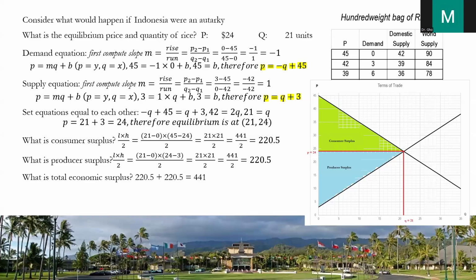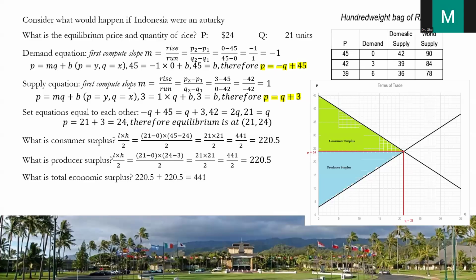In this case, it looks like we have 24 down to 3. That's the height of the triangle. So what is that, 21? And then you go from 0 all the way out to the equilibrium quantity, 21. 21 times 21 is 441. Again, we're doing a triangle instead of a whole rectangle. And that gives us total producer surplus of 220.5.